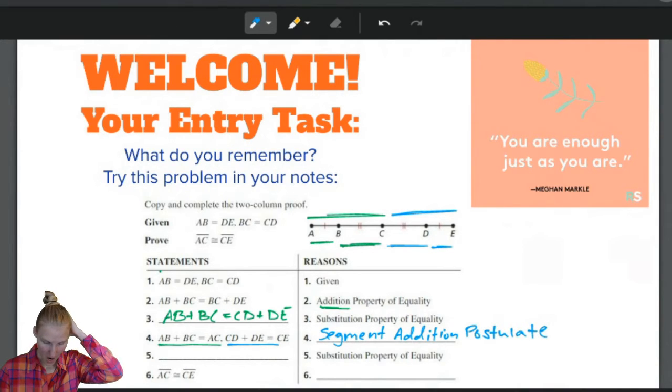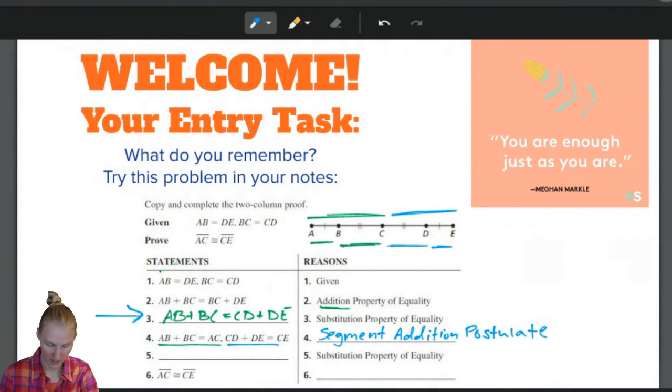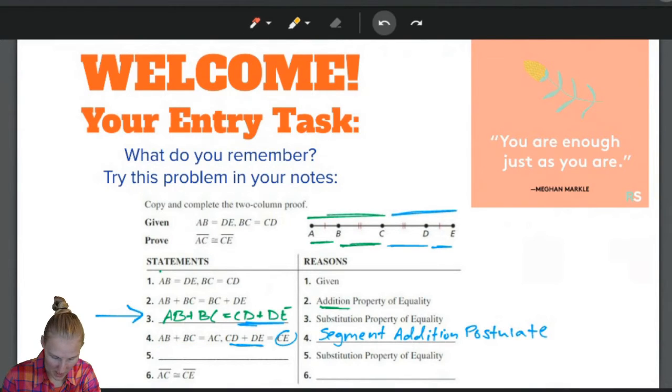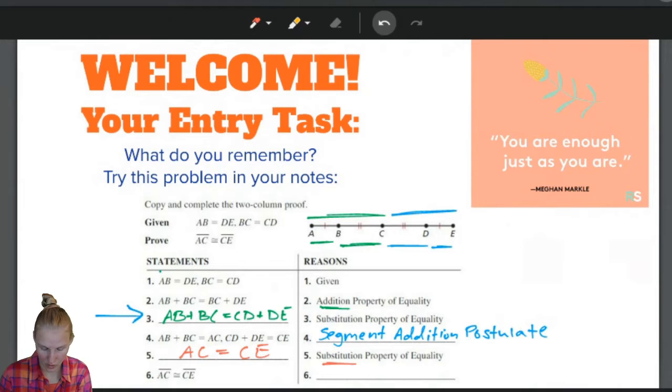We have... Oh! This was right. We were right when we did this because... Check it out. I'll do my colors again. CD plus DE, that's CE. And AB plus BC, that's equal to AC. So now we can say that AC is equal to CE. And that's the substitution property again, because AC is this and CE is this.